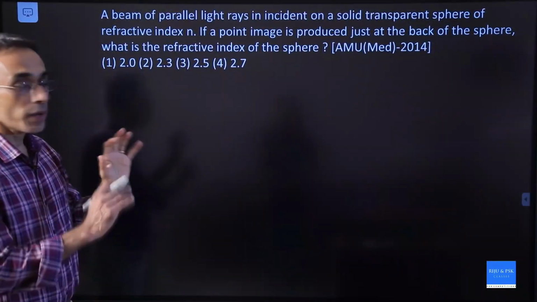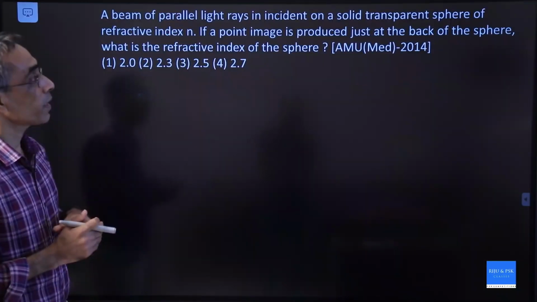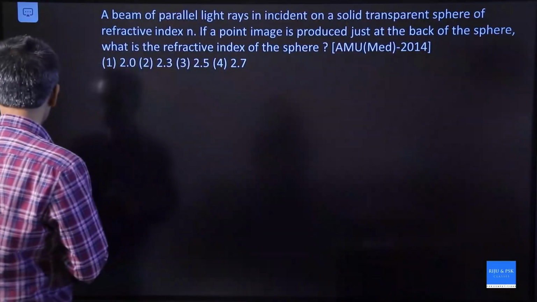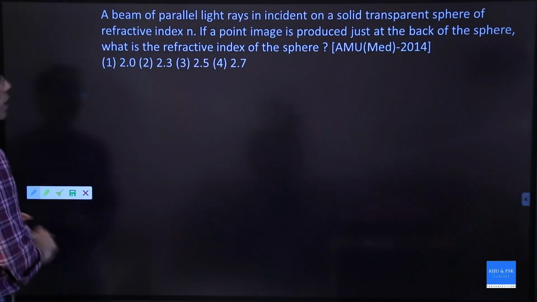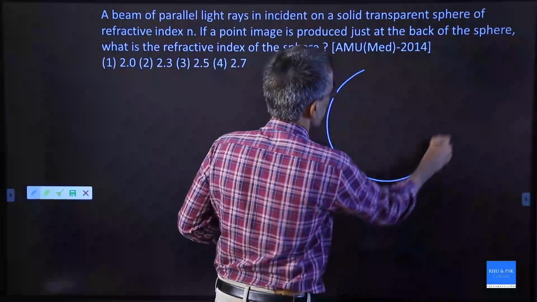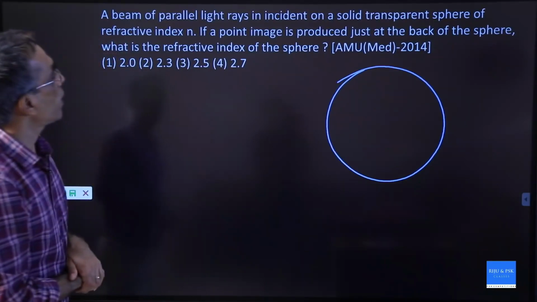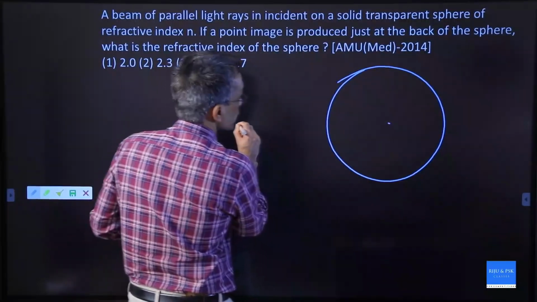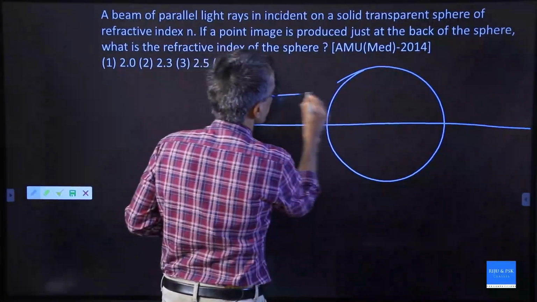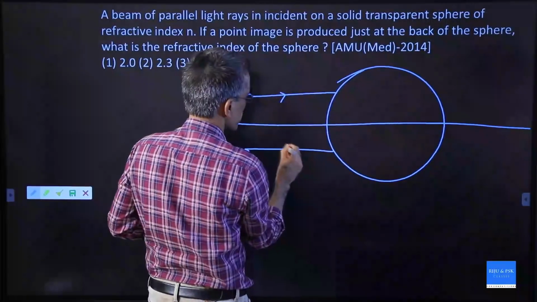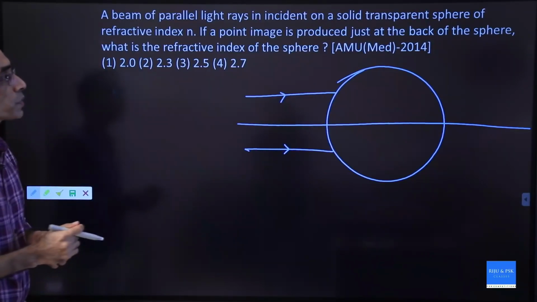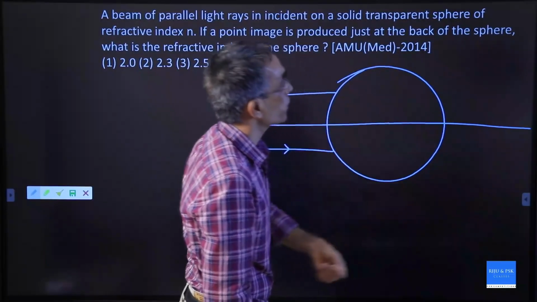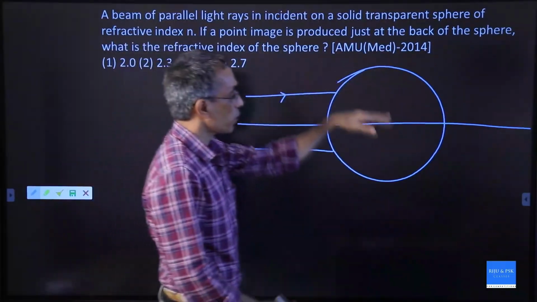This is from refraction in a spherical surface. There is a beam of parallel light rays incident on a solid transparent sphere of refractive index n. So we have a solid transparent sphere. Its refractive index is n. So this is the solid sphere. Parallel rays are incident. Let us say this is the center, this is the principal axis, then light rays are coming parallel. Where will they produce the image? This is the question. If a point image is produced just at the back of the sphere, so this is the front of the sphere, back of the sphere.